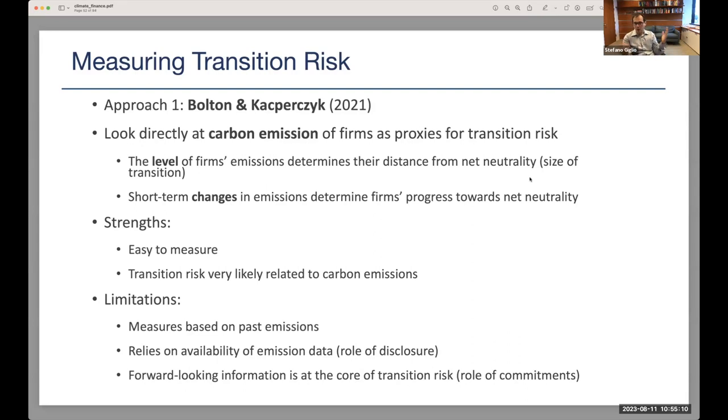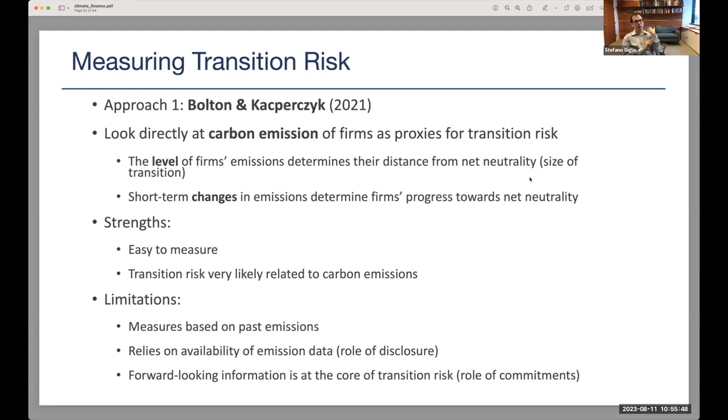But there's a strength of this approach, which is that it's very easy to measure, okay? One of the things we do measure well is carbon emissions. Even if it's not fully mandatory, there is a push toward disclosing that. In some countries it's mandatory, in some countries not. But in any case, many firms, and especially the big firms, are disclosing at least some of their carbon emissions. And so it's easy to measure, it's pretty well measured, and it's very likely going to be a big driver of transition. So in terms of climate exposure, I think it's a pretty good proxy for your carbon tax beta. So I think it's very sensible to do.